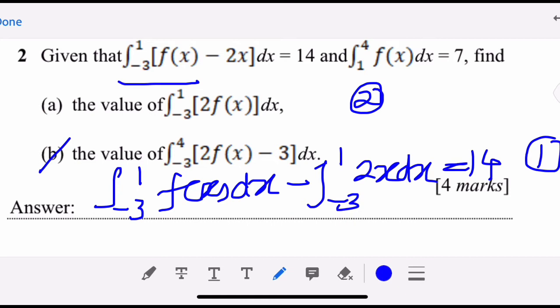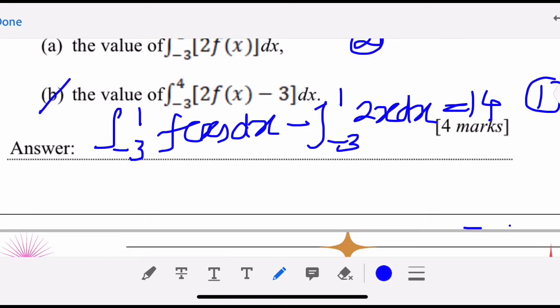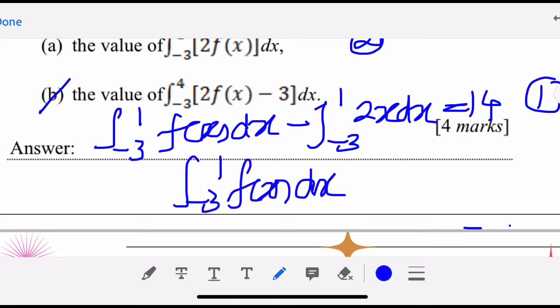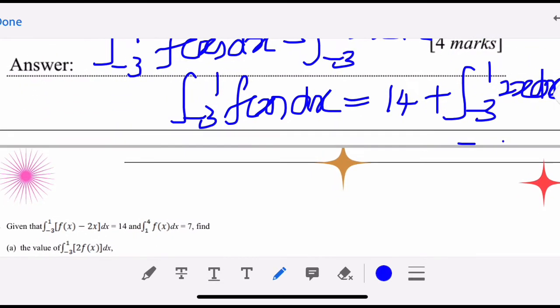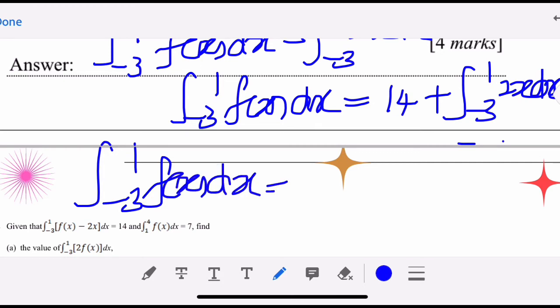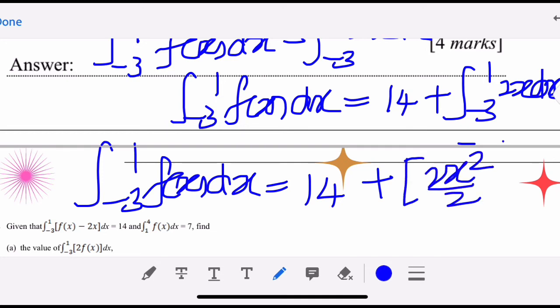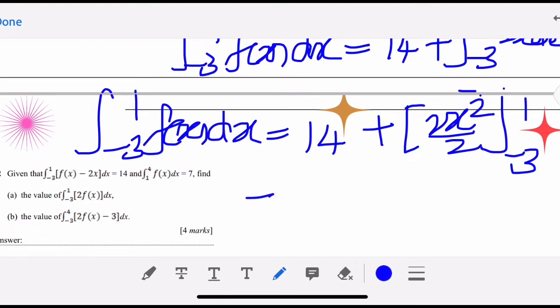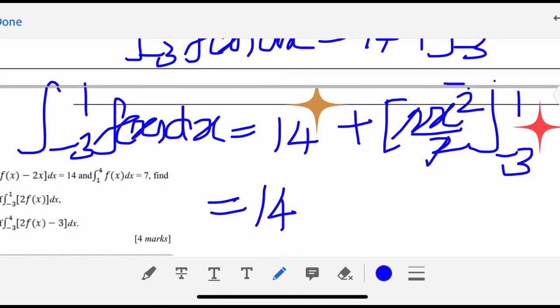Separate the two functions. And then after that, you integrate. You bring over, integrate from -3 to 1 of 2x dx, right? If you successfully integrate like this, you will write 14 minus 2x squared over 2 from -3 to 1. Simplify this one, you will get 1 mark if you integrate.